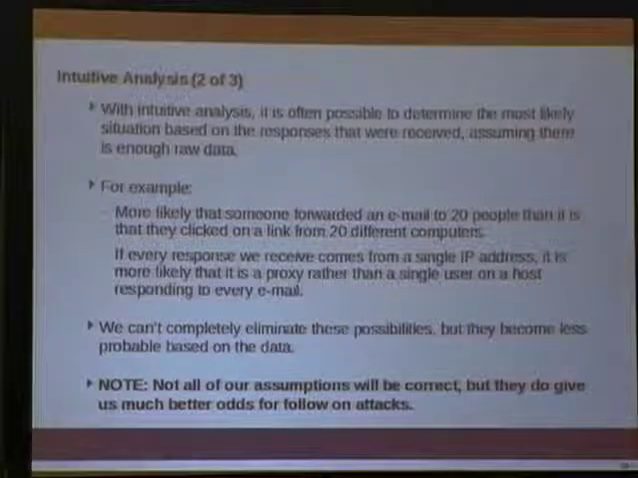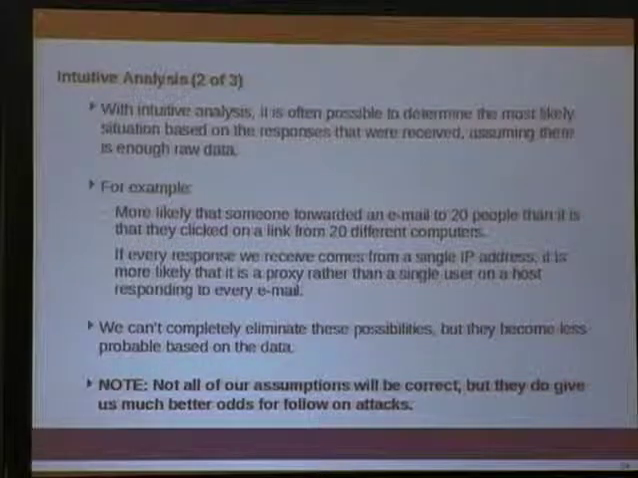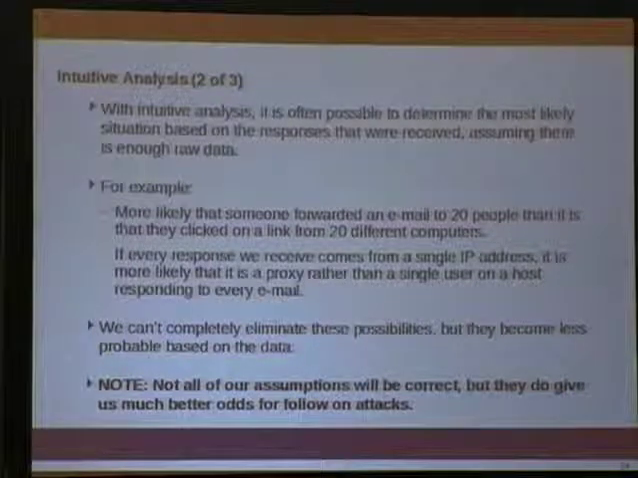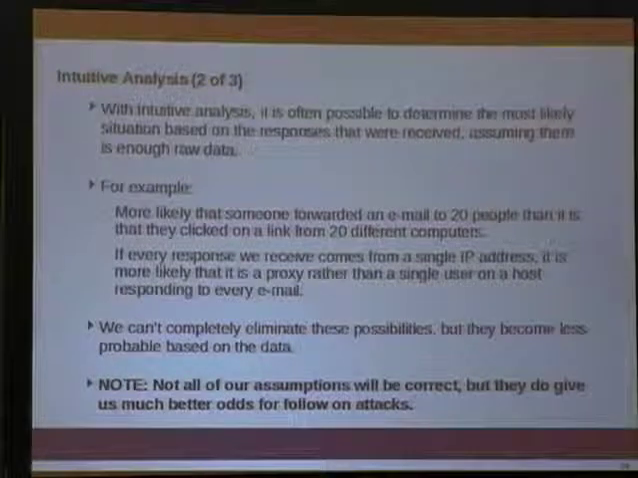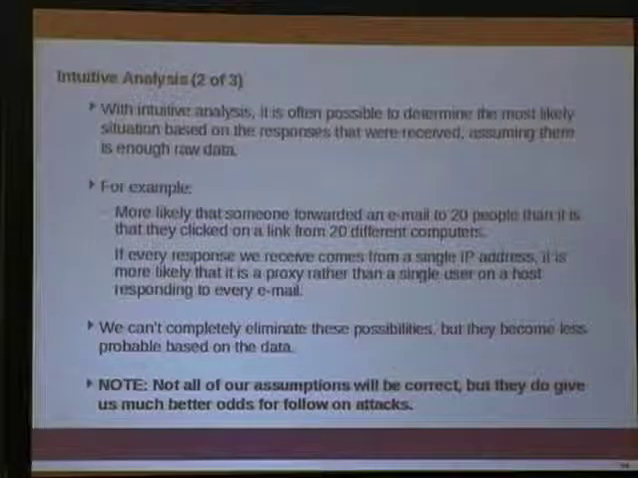A couple of examples. If we get 20 different responses from 20 different computers, it's more likely that someone forwarded the email to 20 people than that one user went to 20 different machines and clicked on that same link. After 5, they probably would have figured out what's going on, so it's not likely they would have done that.